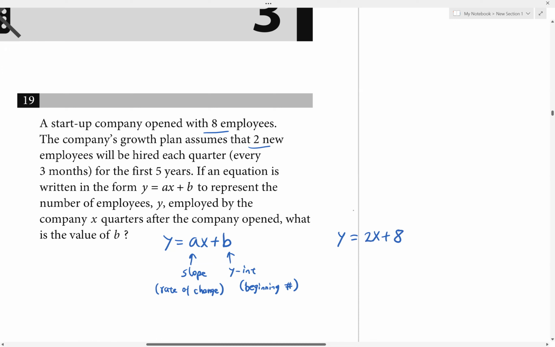And this question asks us what's the value of b. Well, that will be the initial amount, which is 8. So we said b equal to 8, and that's actually our final answer. So for this one, we don't actually have to calculate anything. We just had to interpret the meaning and be able to write out the correct model for this question.